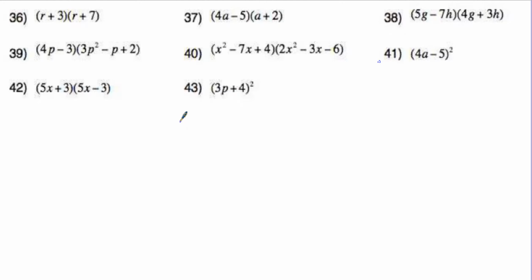Okay, so we are going to do 36 through 41. Remember, there are a lot of different ways to do these problems, so I'm only going to work them one way each, but I will go through each of the ways we learned at least once when going through these.